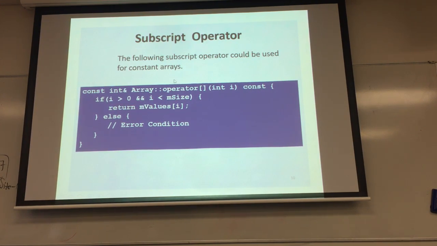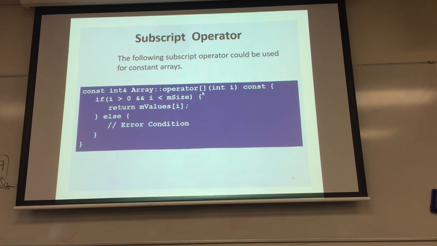Be aware, this operator is always a method of the class. It has to promise that it won't change the value, right? It doesn't change m values I. And the return value is now a constant reference, because constant arrays can't be changed.